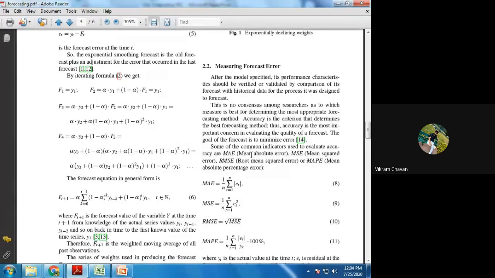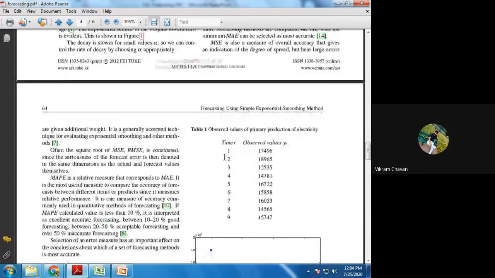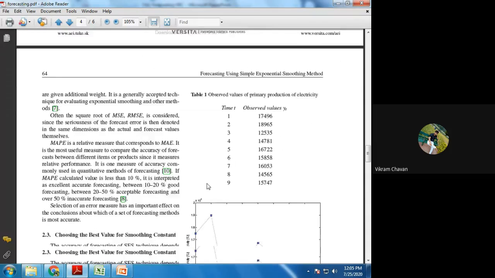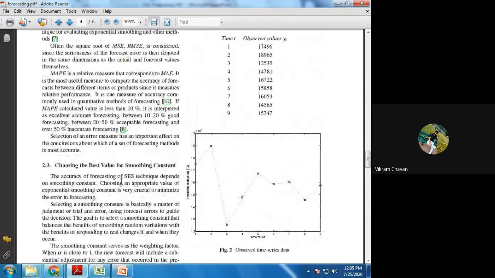The problem I have taken now is a modified problem from this paper. I will show you the problem. Observed values yt: 17,496, and up to 9 values they have provided. Here, choosing the best value for the smoothing constant, we will come to know how to select the smoothing constant through this paper.